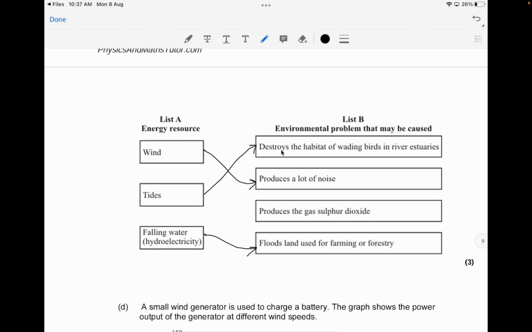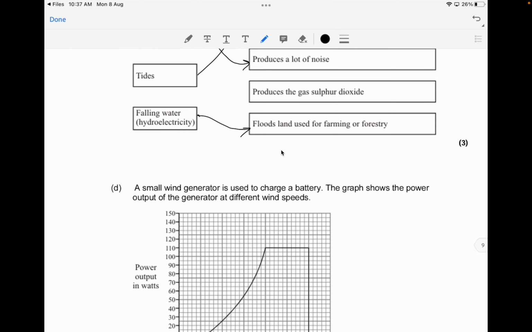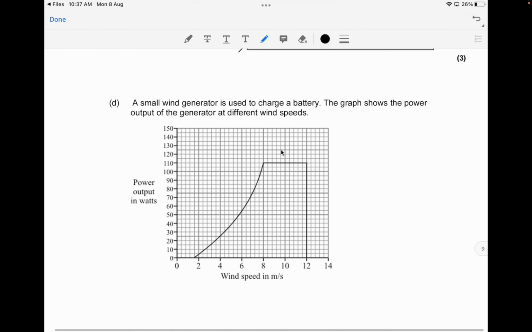That could be one of the disadvantages in this case. That's for 3 marks. Let's move on to the next question. Now the next question shows us a graph that looks like this. That's an unusual graph, but it looks like that.